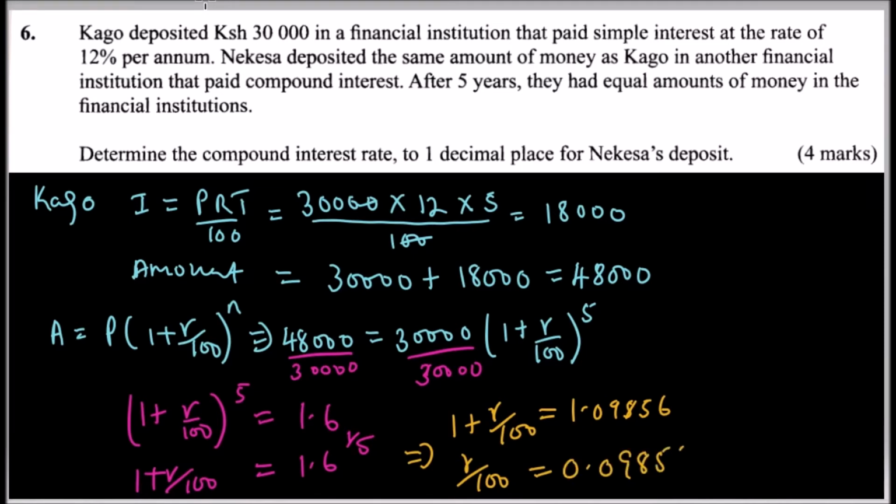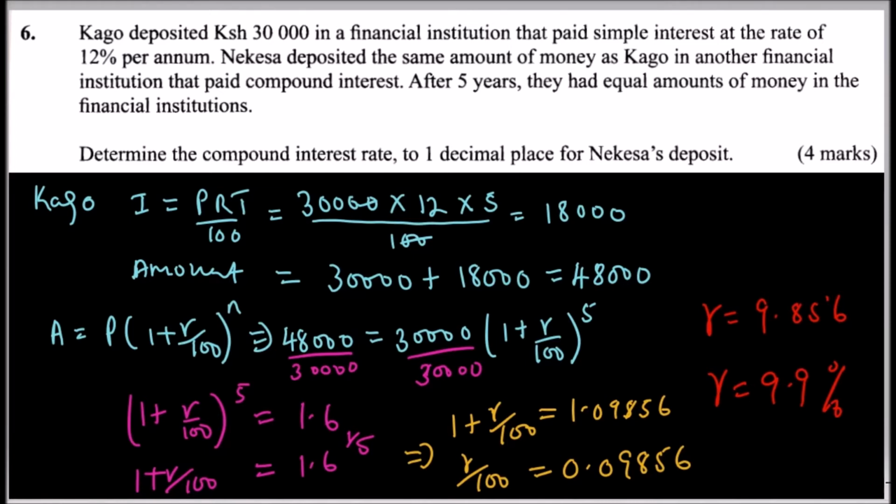0.09856. You multiply both sides by 100, and you get R equals 9.856. Because we are told to 1 decimal place, R equals 9.9%. So that's how you work out that question, and you get yourself 4 marks.